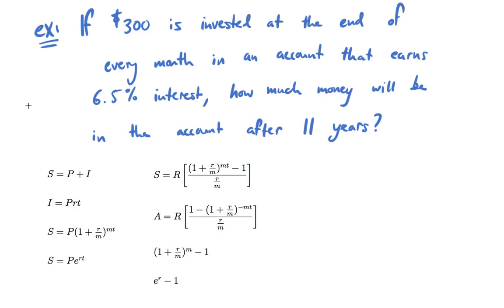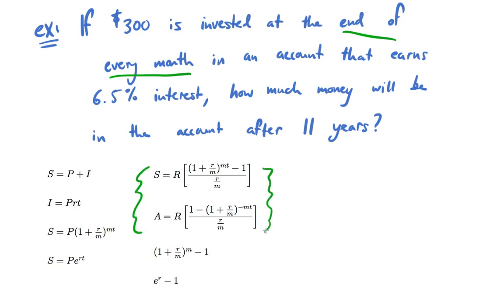First one: if $300 is invested at the end of every month in an account that earns 6.5% interest, how much money will be in the account after 11 years? There are a couple of things that can help point you to the right formula. In particular, the fact that money is being invested every month, specifically the end of every month, but every month, more than one time. That immediately points to one of these two.